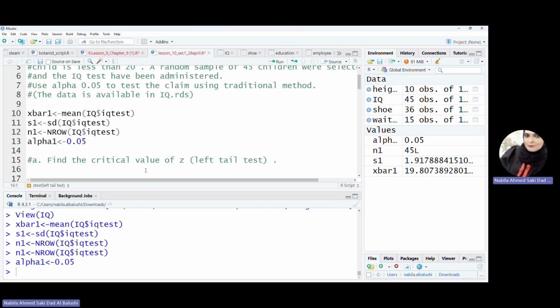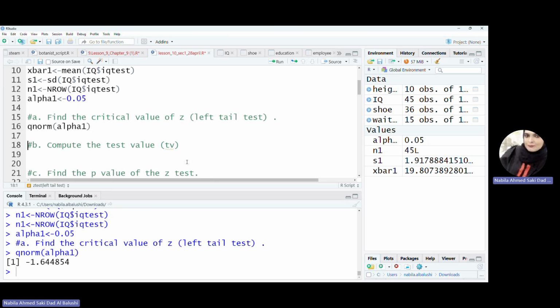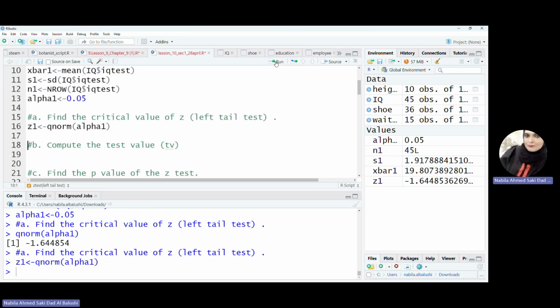To get the critical value, the command is qnorm. For the left tail test, we put only the alpha value here in the bracket. So we get a negative answer. If it is a right tail test, we use 1 minus alpha to get a positive number. So save the critical value as Z1. That is minus 1.64. If we want to round it to 2 decimal places, we can round that.